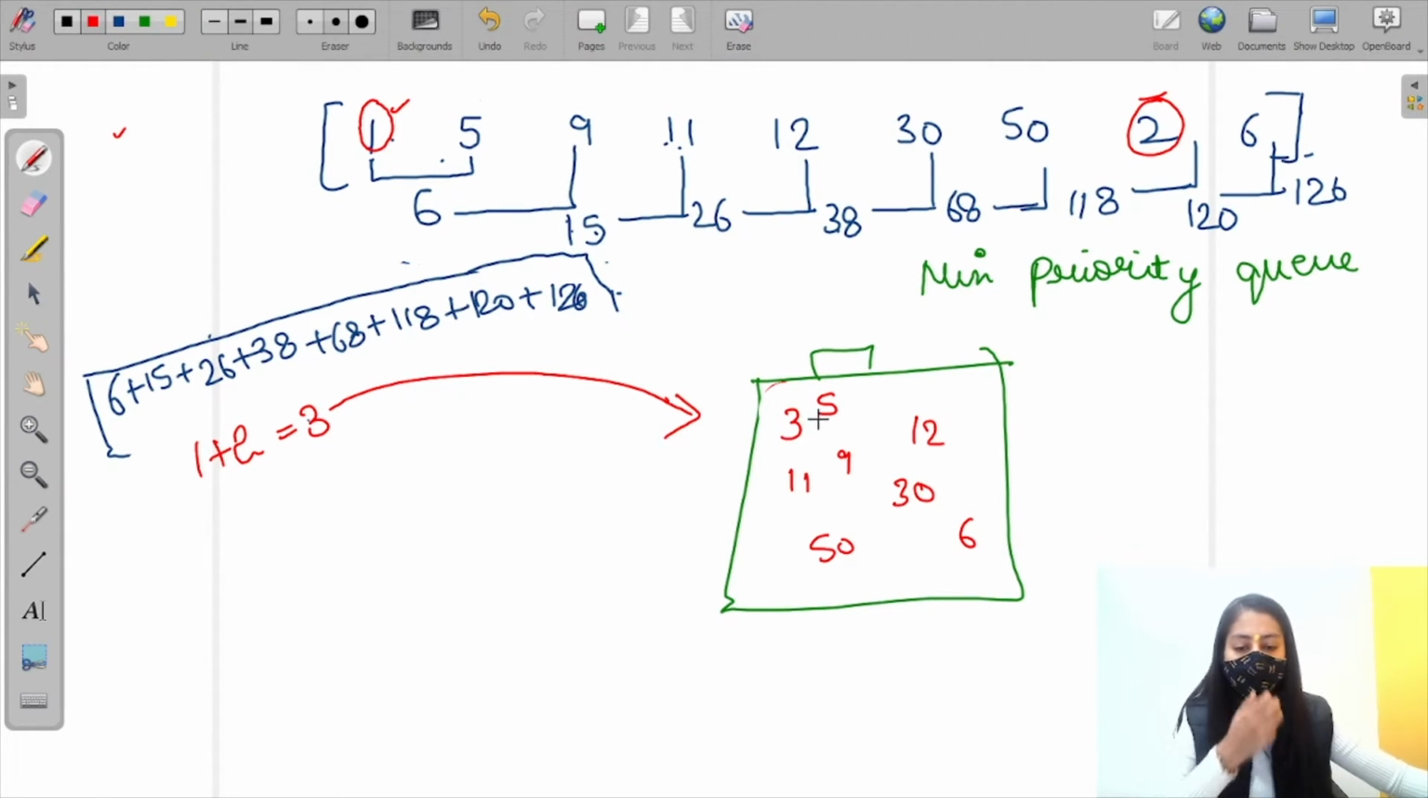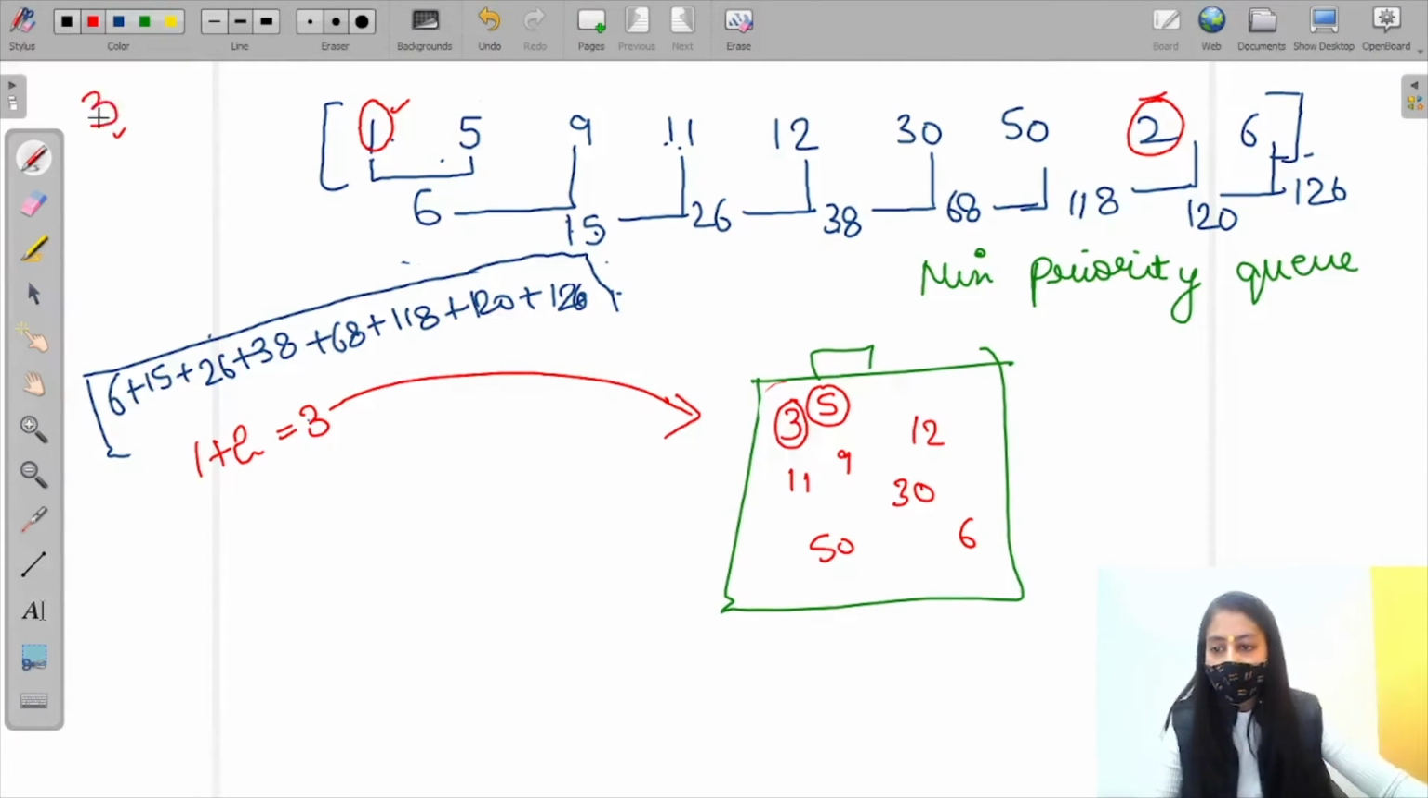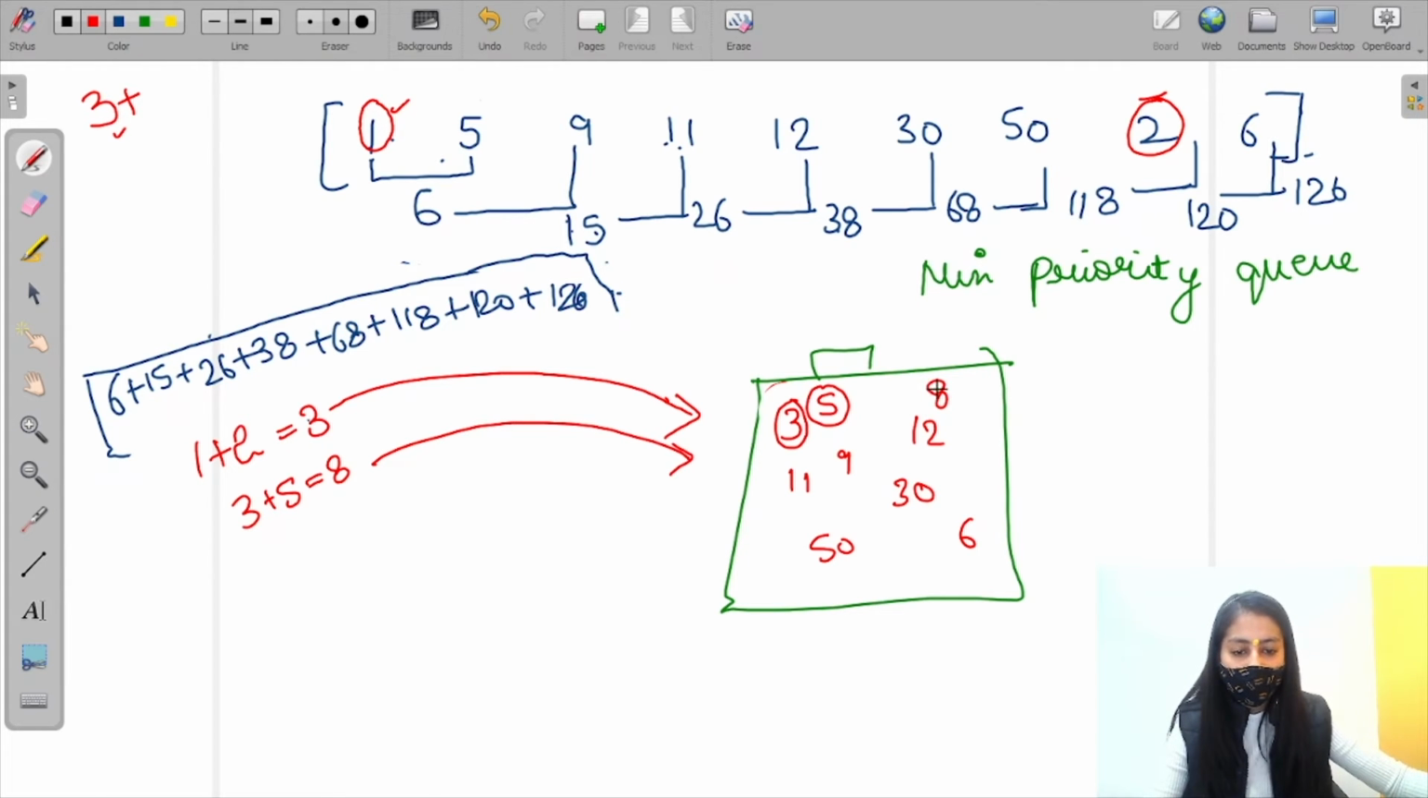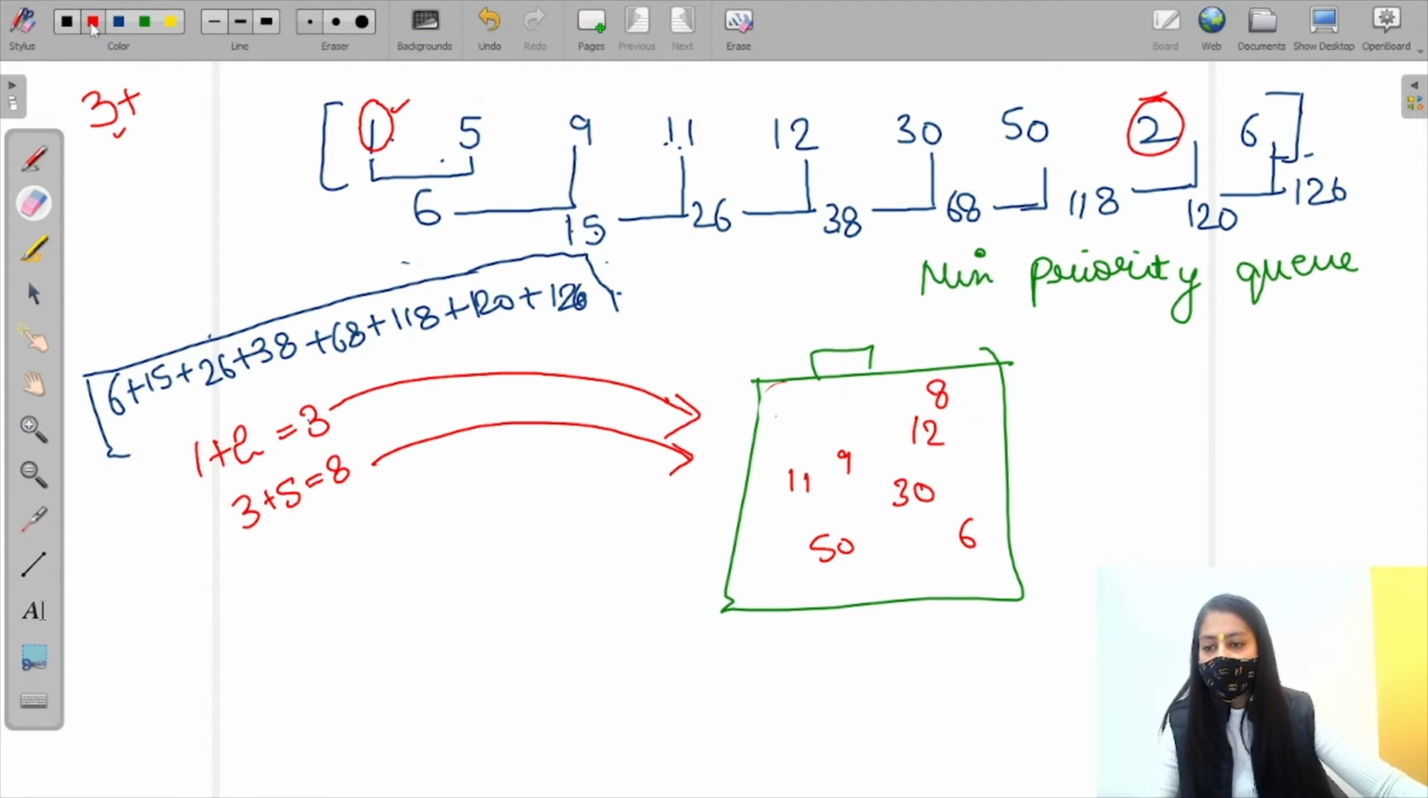Now again I will choose the two minimum elements. Now the two minimum elements are 3 and 5. So I got the cost 3 plus 5, which is 8. So I will push 8 again into my priority queue. 3 plus 5 is now changed to 8, right? So 8 is added to my cost.